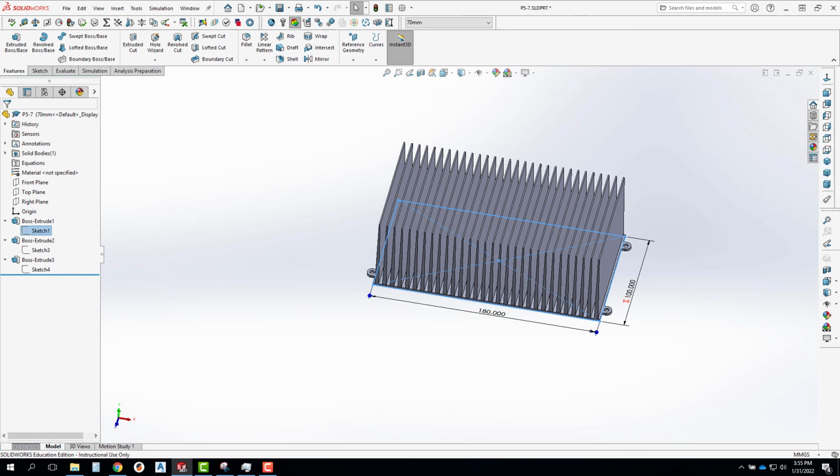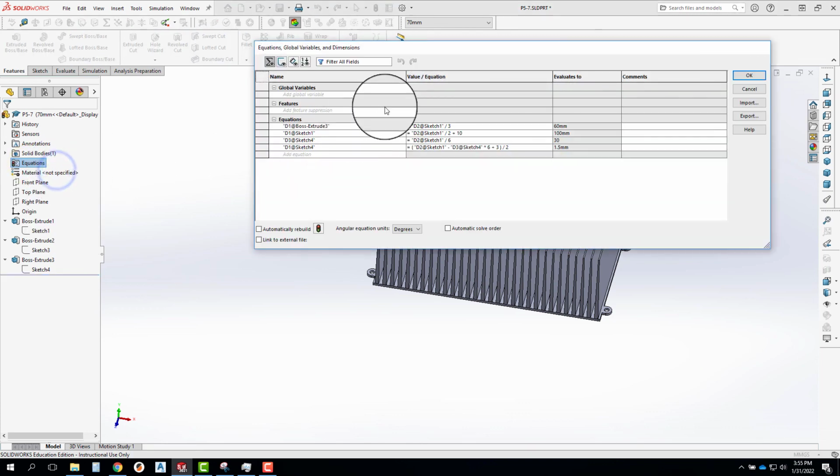I hope that's helpful. Before I go, always remember we can go back and look at all of our equations by going to Manage Equations, and we can edit them or verify that they're working correctly there.